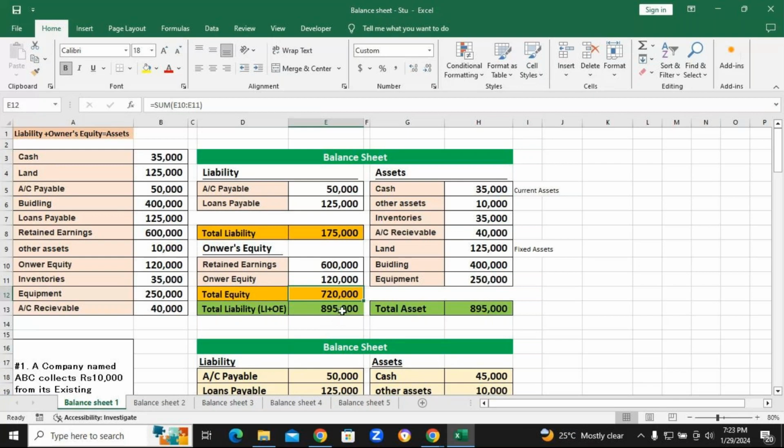So total assets and the total liability should match. It should get tallied. Got it, ma'am? Yes, ma'am, got it. Thank you.